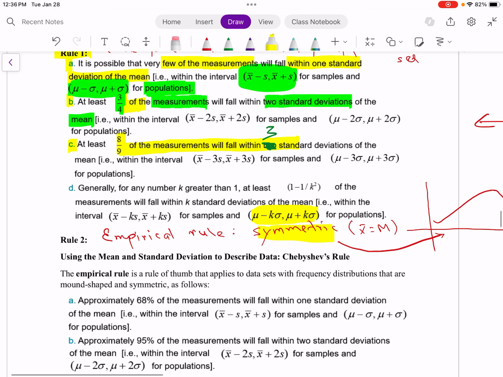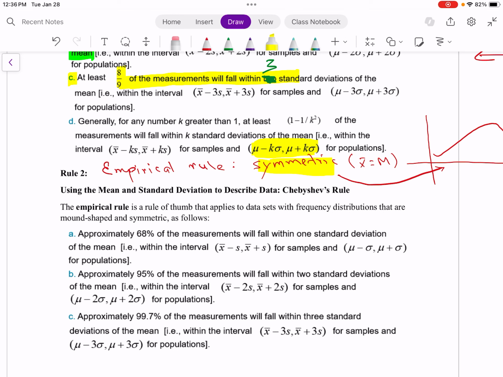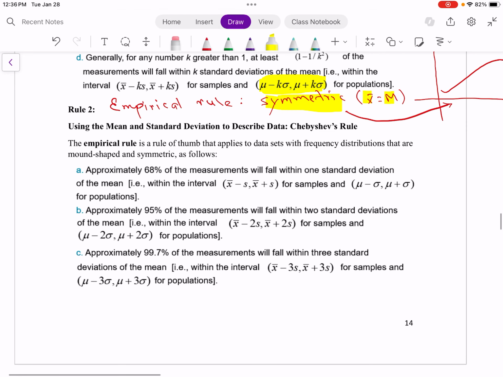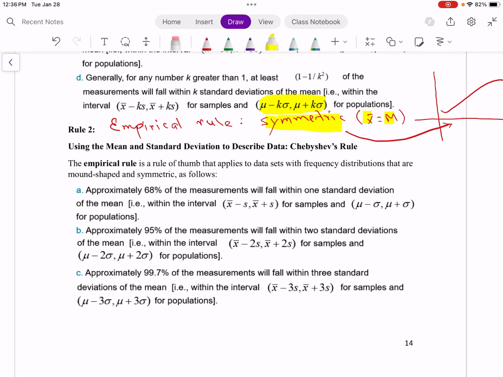But if our data set is symmetric, there is a separate rule, the empirical rule. A data set is symmetric if the mean and median of our data set are equal. A symmetric data set has a bell-shaped histogram. We also call it mound-shaped.